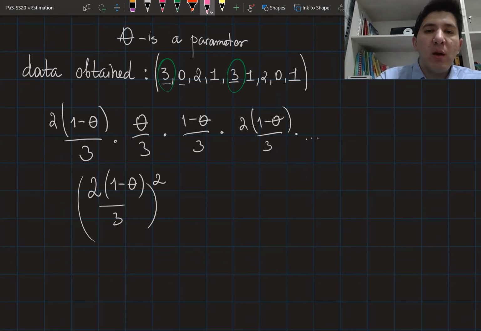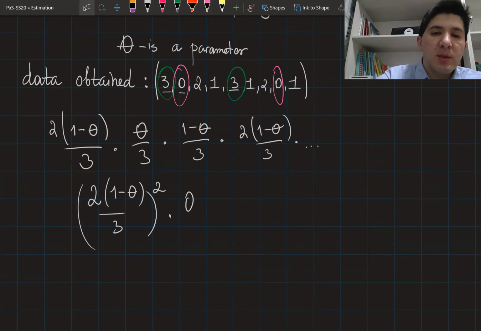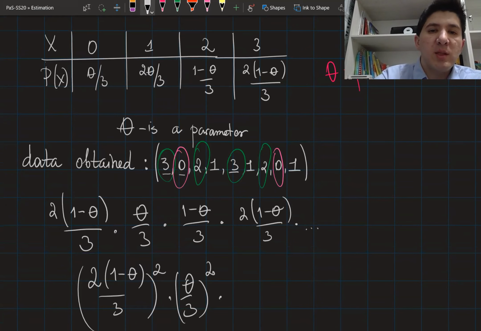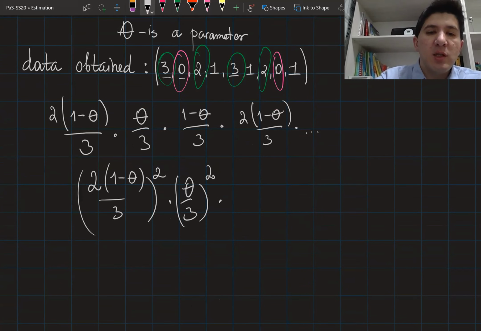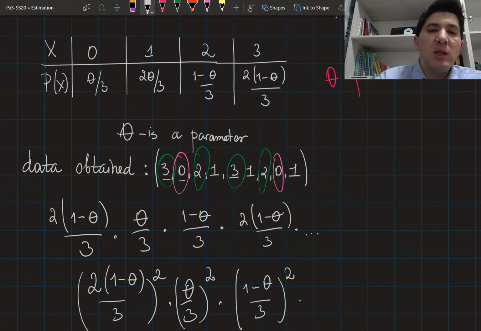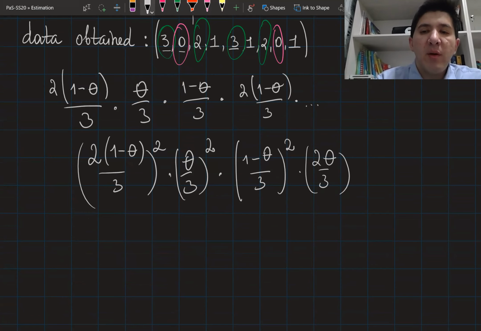How many zeros will I have? 0, 0, 2 zeros. It means that I can multiply the probability of obtaining the 0, theta over 3, twice again. So theta over 3 in the square times. How many times will I have the 2? 1, 2. So twice I will have the 2, so I'm going to multiply the probability of the 2 twice. That's going to be (1 minus theta) over 3 in the square. The rest is going to be 1. Probability of getting 1 is 2 theta over 3, right? So 2 theta over 3 in the power of 3.